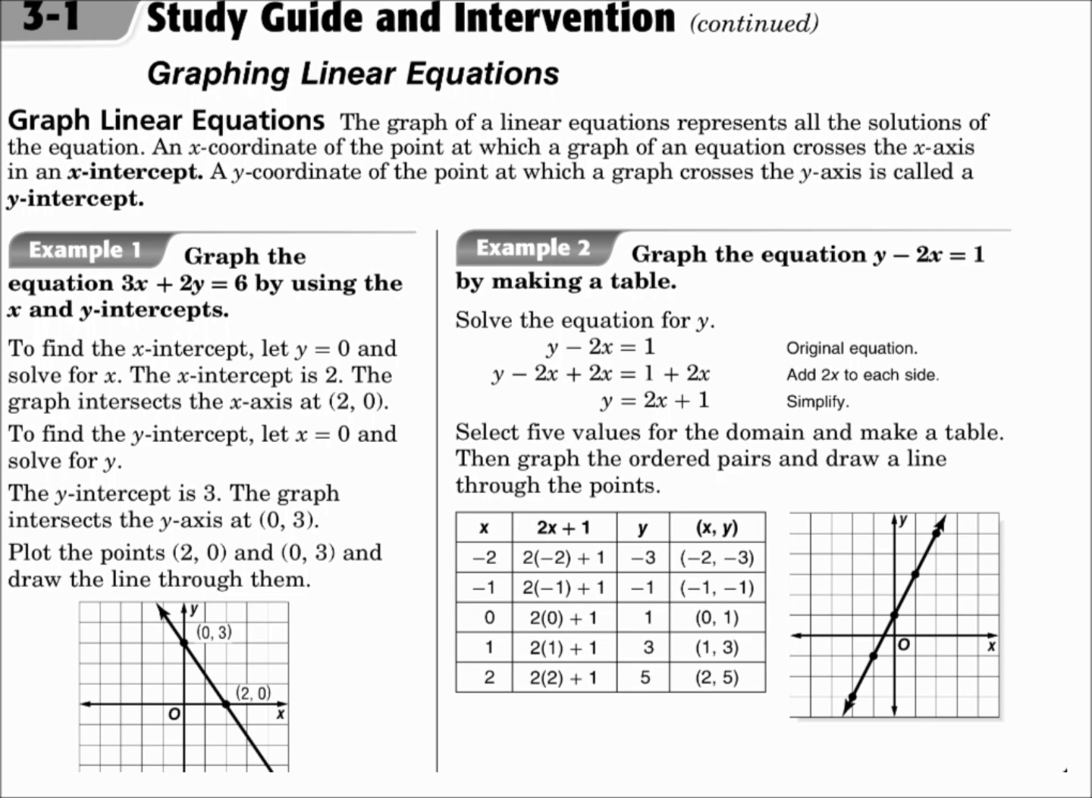Graphing linear equations. The graph of a linear equation represents all of the solutions of the equation. An x-coordinate of the point at which a graph of an equation crosses the x-axis is called the x-intercept. The y-coordinate at the point where the graph crosses the y-axis is called a y-intercept. So we're going to do graphing using the x and y intercepts, and we're going to do graphing by using a table. The result will be a straight line.